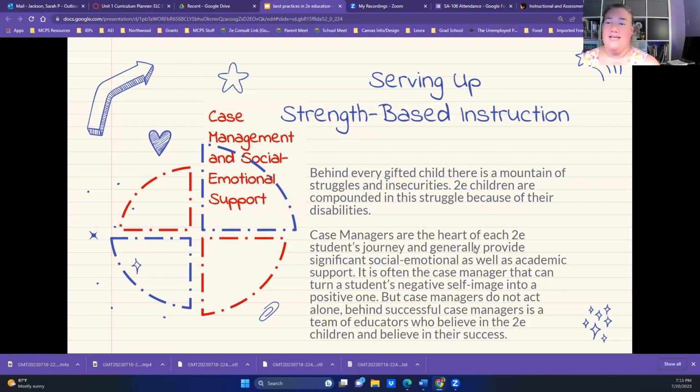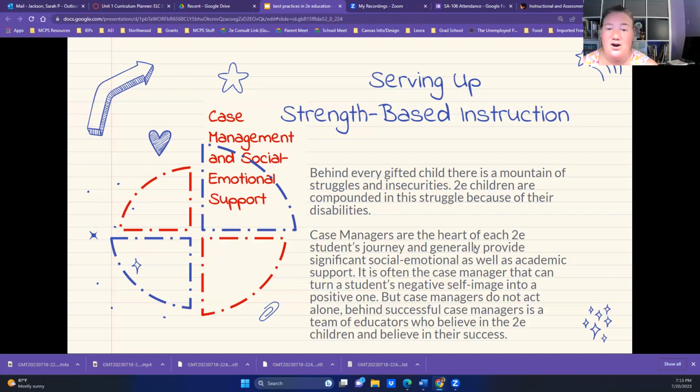And then the last section, that's why it's the biggest part of the plate, is the case management and the social emotional support. So I said, behind every gifted child, there's a mountain of struggles and insecurities. Our students frequently struggle with that internal monologue of, I'm supposed to be gifted, but I can't do this. How is it possible that I can be smart and weak at the same time? There's a lot of internal turmoil that goes on with our twice exceptional kids. And because their strengths and their weaknesses or barriers tend to be at such extremes from each other, it's a lot more tumultuous on the inside.